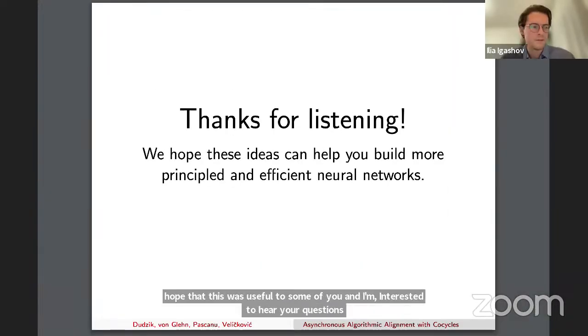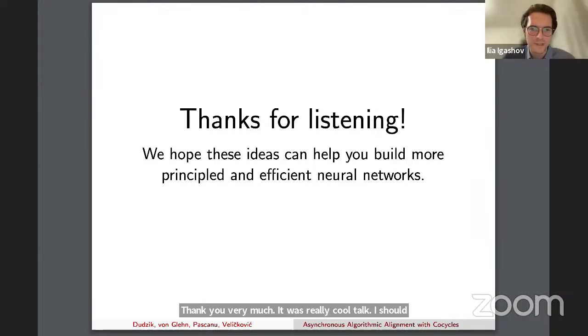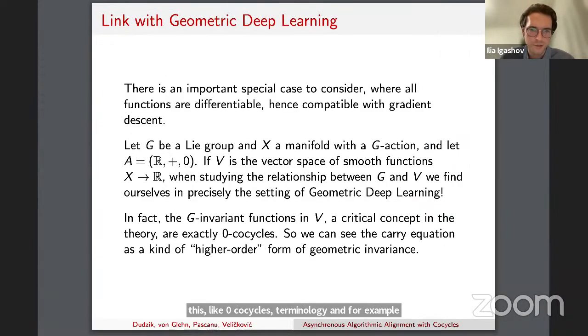Thank you very much. It was a really cool talk. I should say that I am a bit new to this topic, so probably my question can be very silly. But in the end, you mentioned the connection between this zero cocycles terminology and, for example, equivariance in geometric deep learning. What I also wanted to ask is, you also mentioned this Bellman algorithm in the beginning as an example of this asynchrony problem, right? That doesn't really depend on the order, or there can be many different ways of solving this problem, let's put it this way.